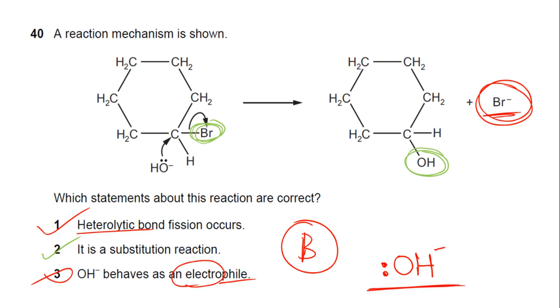And moreover, I can also explain this in this way: if you look at the CBr bond, because carbon is attached to a more electronegative element, it will become partially positive and bromine will become partially negative. So if hydroxide is attacking a partial positive substance, then that means it's acting as a nucleophile. It wants that positivity.